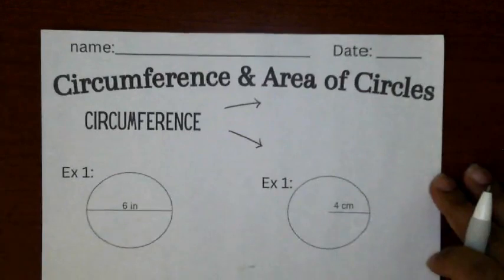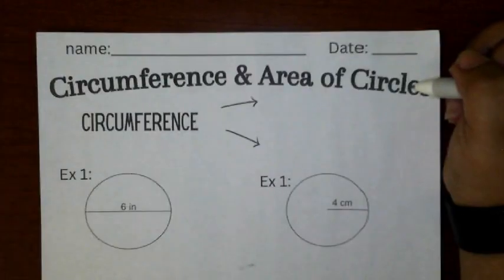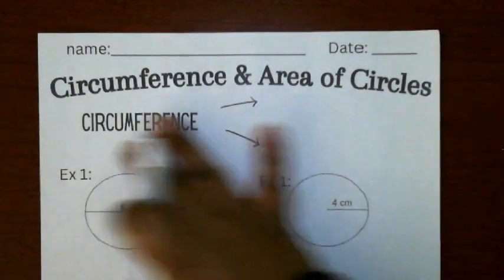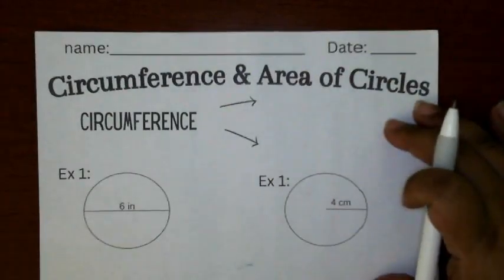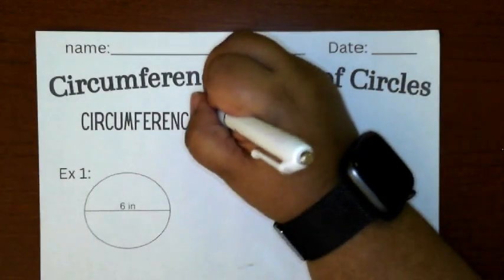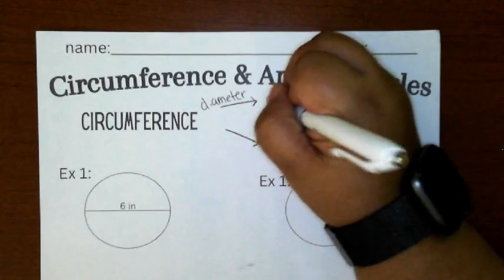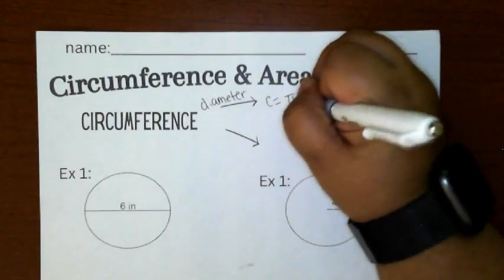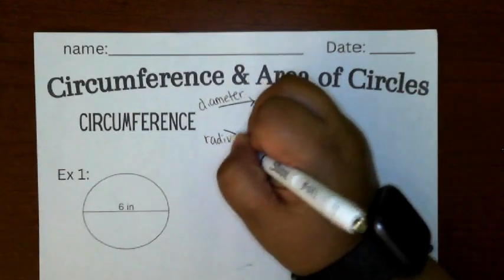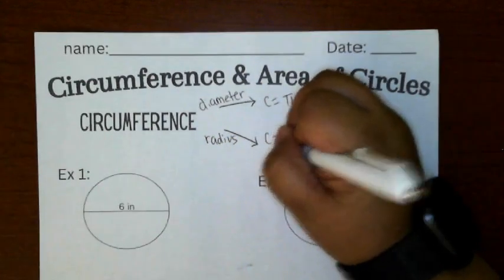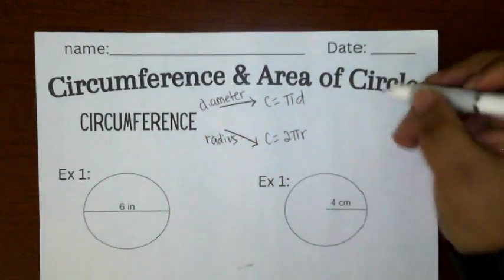Okay, so here we're going to go over this together. First of all, we have circumference and area of circles. The first two examples here are just looking at circumference of circles. If you have the diameter, you are going to use the formula C equals pi times diameter. If you have the radius, you are going to use the formula C equals 2 pi r.